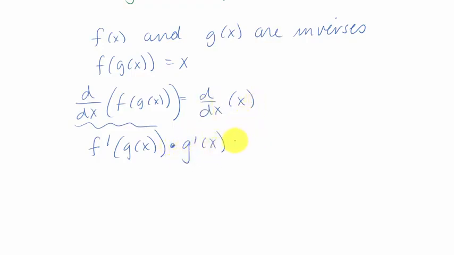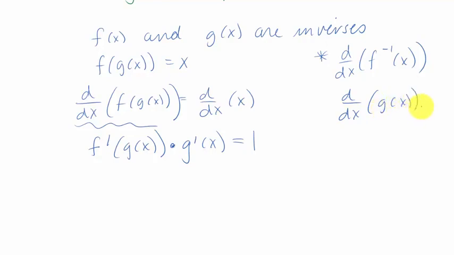And when we take the derivative of the right hand side, we're just going to get 1, because the derivative of x is 1. Now, what we're looking for is the derivative with respect to x of f inverse of x. This is the same as the derivative with respect to x of g of x, because we said g of x was the inverse. So we're actually looking for g prime of x. So this is what we want to figure out. We have it right here.